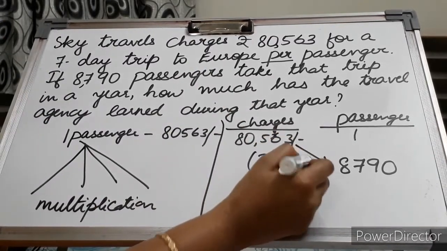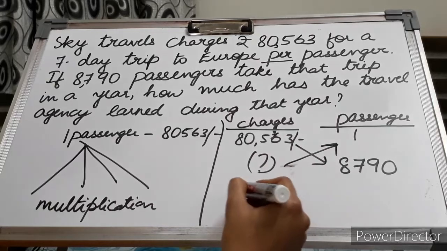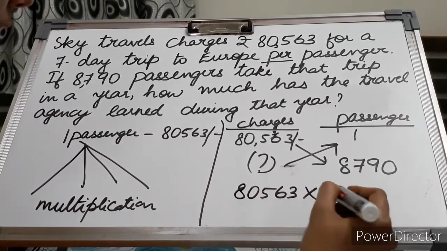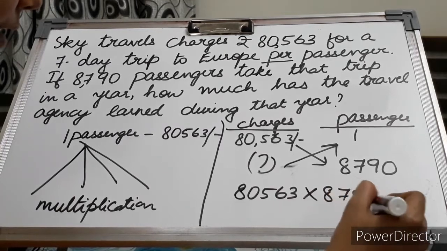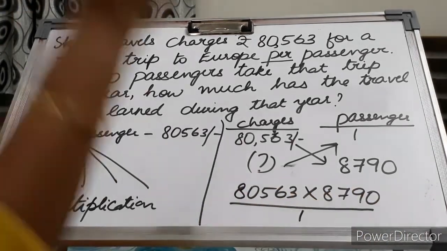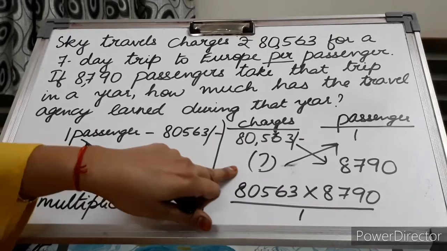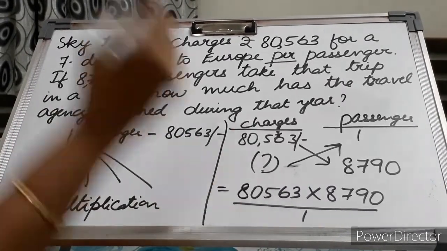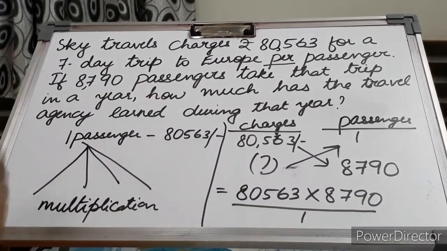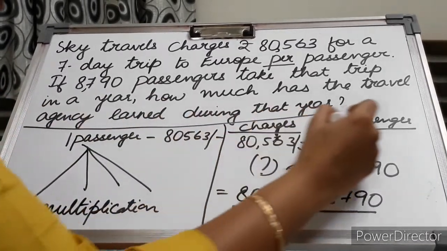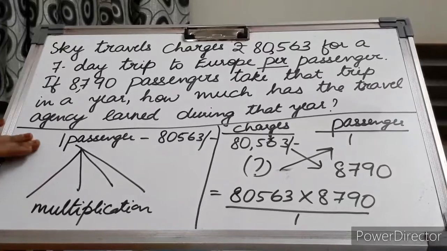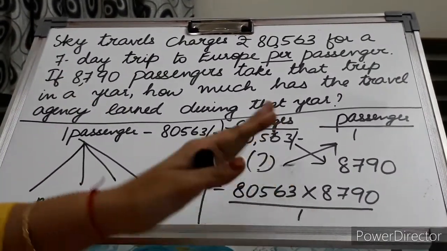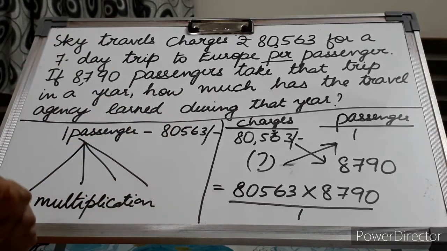Simple cross multiplication. We will do 80563 into 8790 divided by 1. So we will get the answer, that is how much the agency will earn after multiplying. So these are the 2 ways with which we can predict what we have to do. This way we can first understand, then we will do it fast with the other method also, so that we understand whether we are doing it correctly or not.